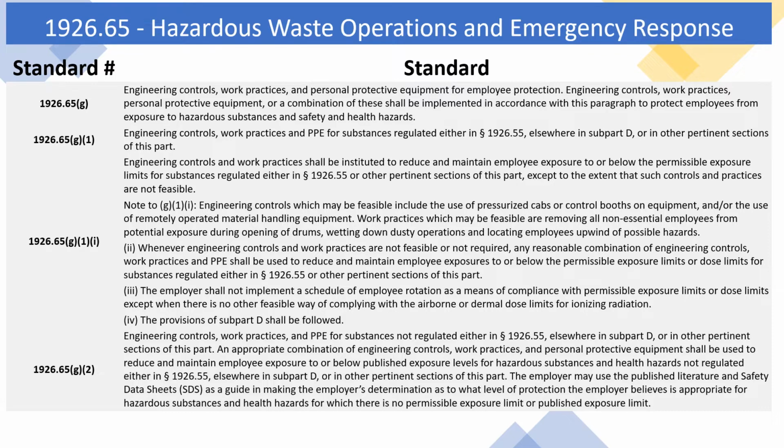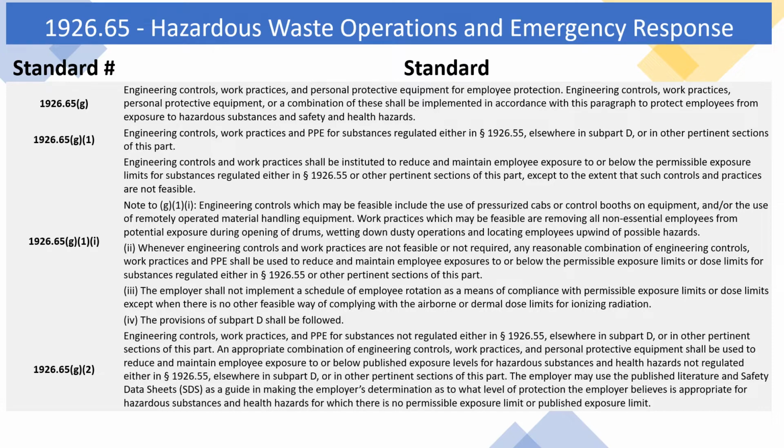2. Whenever engineering controls and work practices are not feasible or not required, any reasonable combination of engineering controls, work practices, and PPE shall be used to reduce and maintain employee exposures to or below the permissible exposure limits or dose limits for substances regulated either in Section 1926.55 or other pertinent sections of this part. 3. The employer shall not implement a schedule of employee rotation as a means of compliance with permissible exposure limits or dose limits except when there is no other feasible way of complying with the airborne or dermal dose limits for ionizing radiation. 4. The provisions of Subpart D shall be followed.